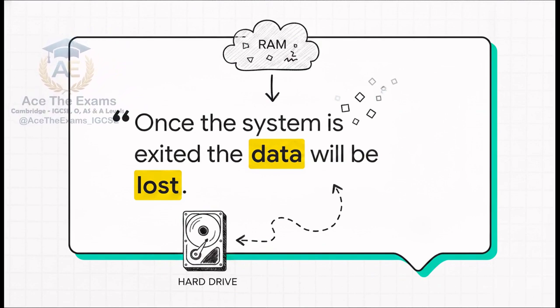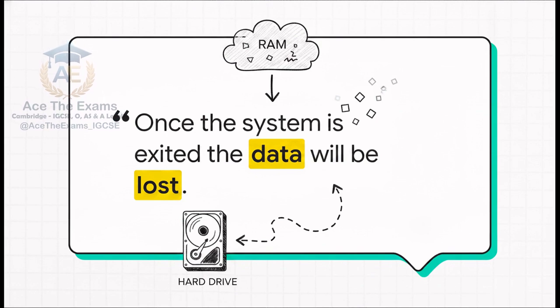Time's up. The core trend here is that RAM is volatile. This makes external file handling an absolutely vital skill for any real-world application and a guaranteed high-mark question on your paper.